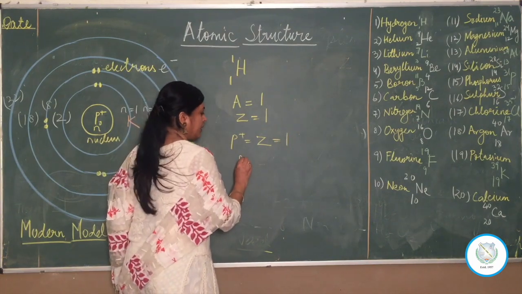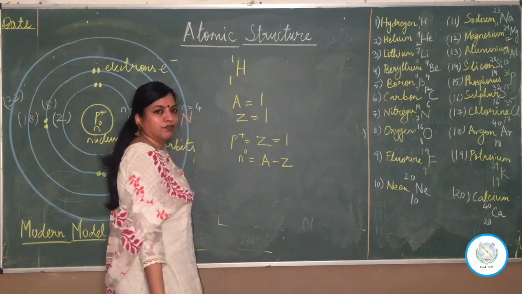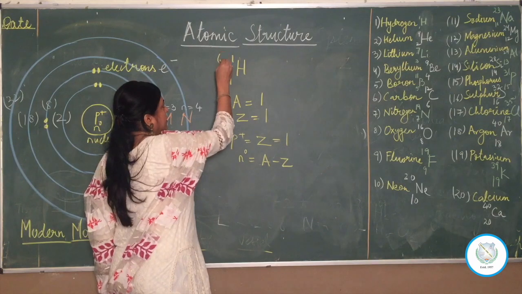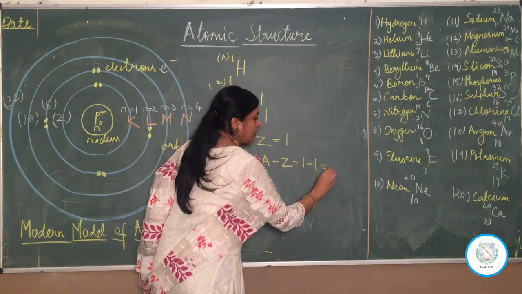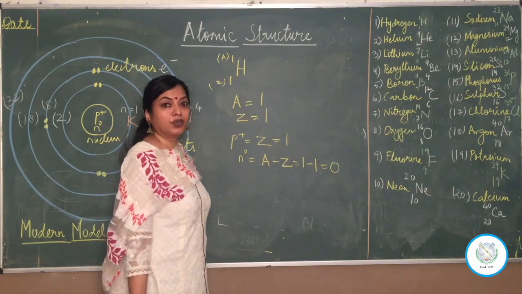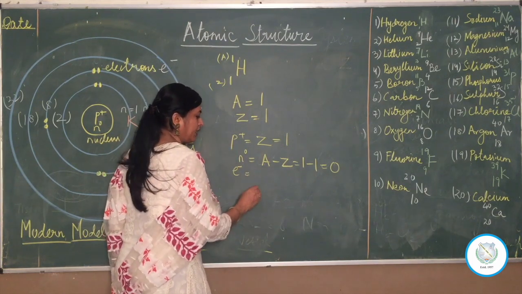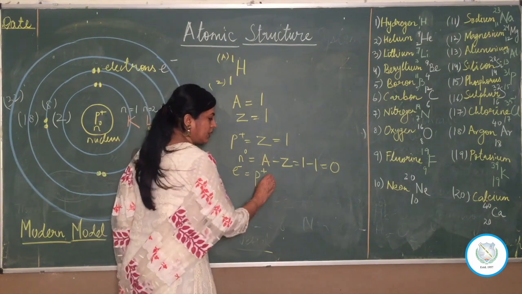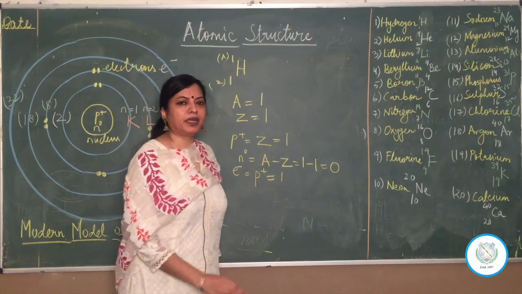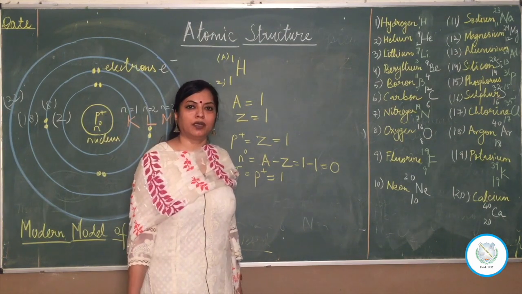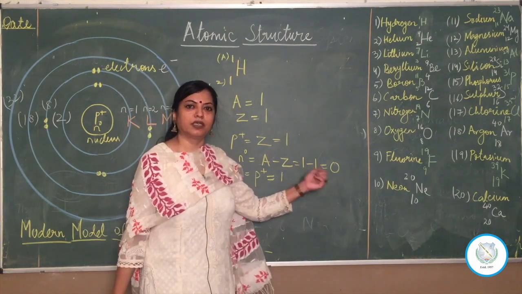If I have to calculate the number of neutrons, what do I do? A minus Z. Follow the steps. A minus Z. This is A and this is Z. That means 1 minus 1. So how many neutrons do you get? 0. If I have to calculate the number of electrons, how will I calculate? Electrons is equal to protons. And how many will you get? 1. So its atomic number is 1, mass number is 1, 1 proton is present, 1 electron is present, and the neutron present is 0.